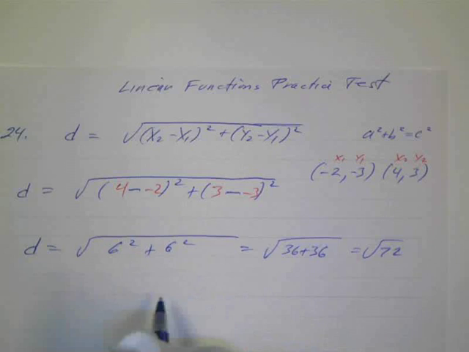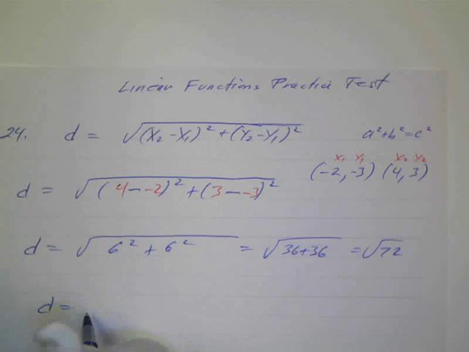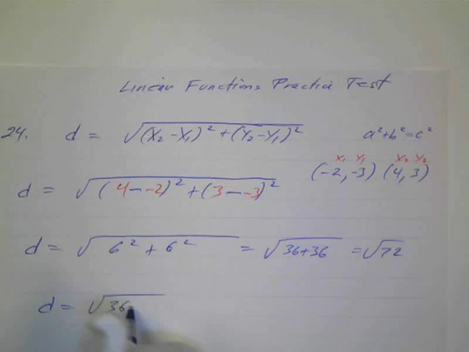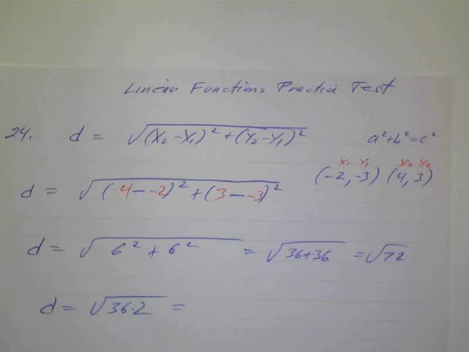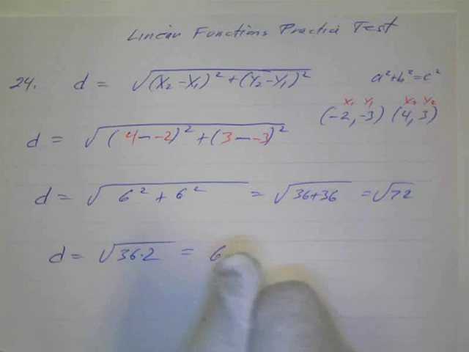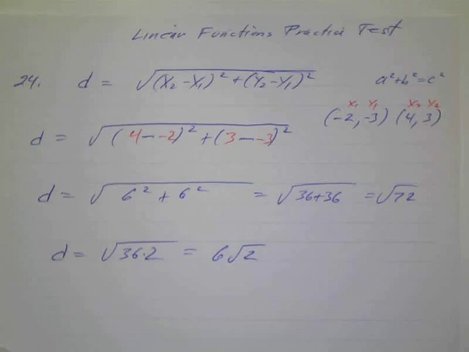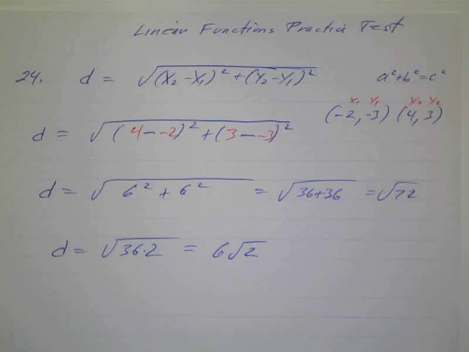Or it's the same thing as saying the distance equals the square root of 36 times 2. And the square root of 36, we can simplify that and say that that's just 6 times the square root of 2. So that's the distance, I believe. That's the intent, but I'll double check on that. And like I said, we'll derive that formula tomorrow in class.